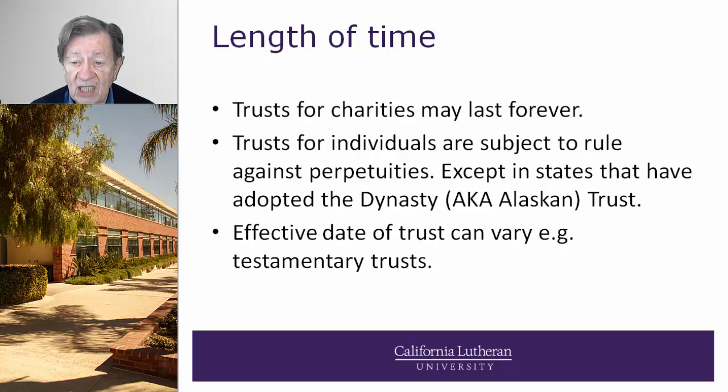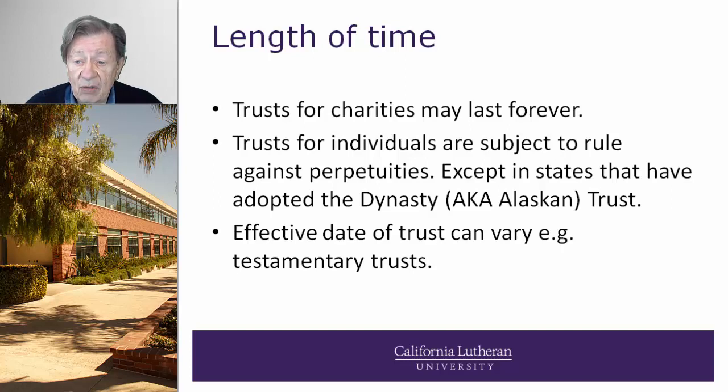The exception is the dynasty trust, which is also known as the Alaskan trust. A lot of literature on that today. Many lawyers are using it because we can get away with the need for the time period in the trust. So you can have it for many generations. In fact, it gets around the many taxes. It also gets around the generation skipping tax.